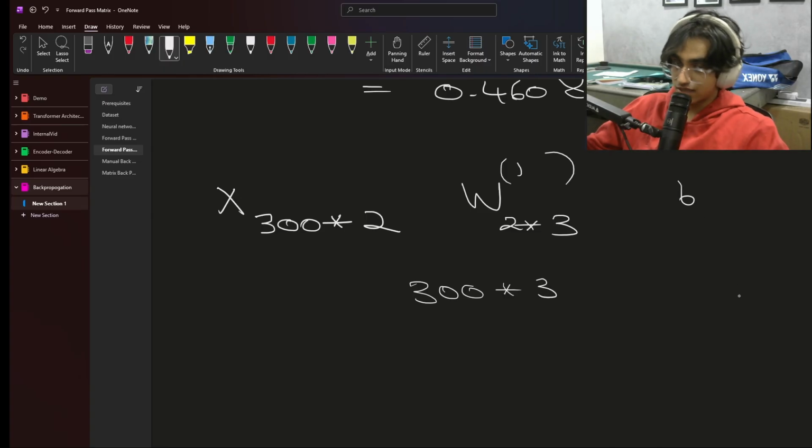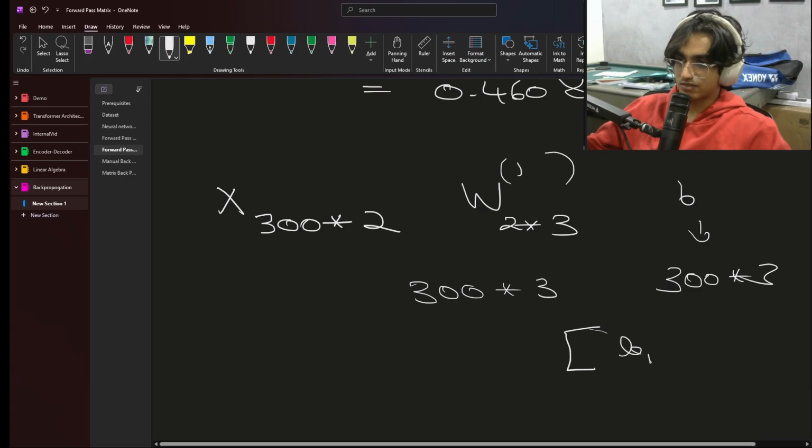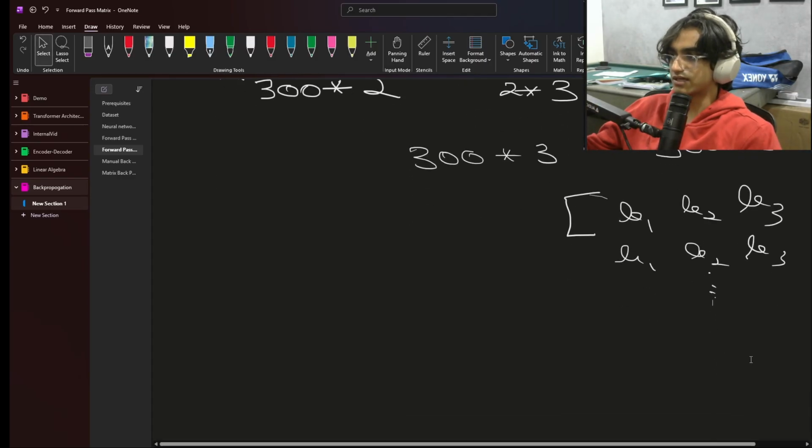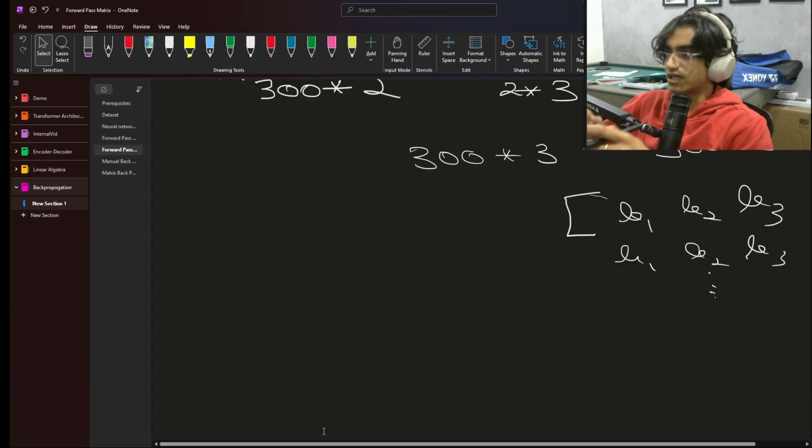So this previously was 1 cross 3, right? It's just going to be 300 cross 3, our bias, but the values will be just repeated. So suppose it was B1, B2, B3, right? So it'll again be B1, B2, B3, and this just gets repeated like 300 times. Everything else is the same. So yeah, that's basically the forward pass in matrix form.